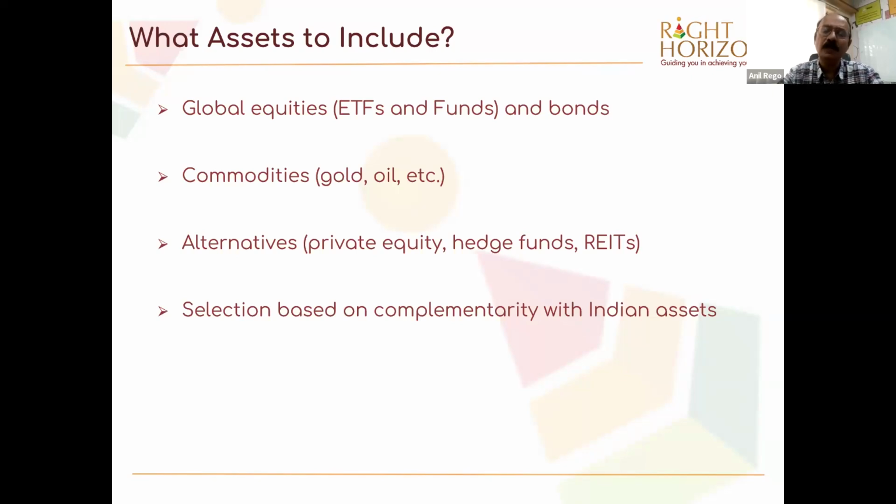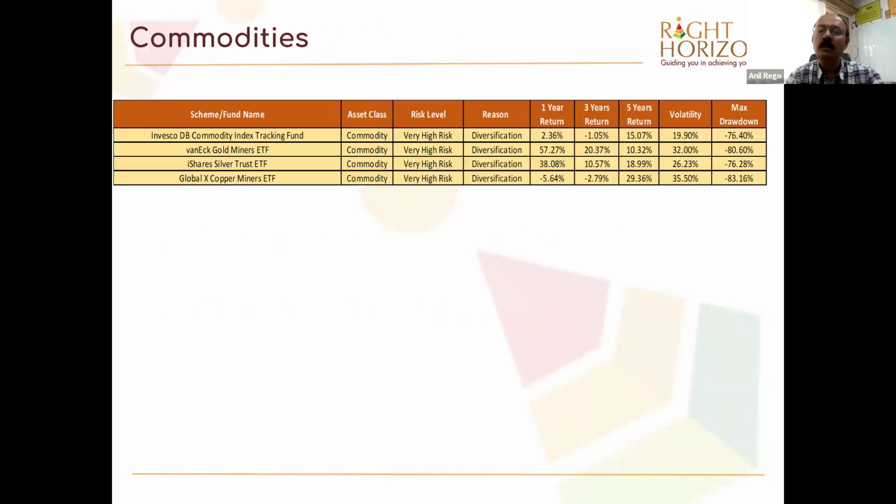The whole point I'm making is how you look at investing that is complementary with your Indian assets, which makes for better diversification. I'll get into some of the details just to give you a flavor. Like I said, this is not necessarily a recommendation for you to buy into some of these, and you can see we also capture the maximum drawdown.